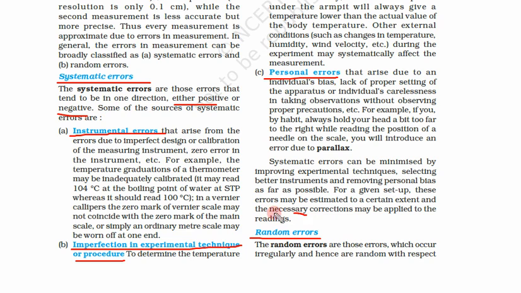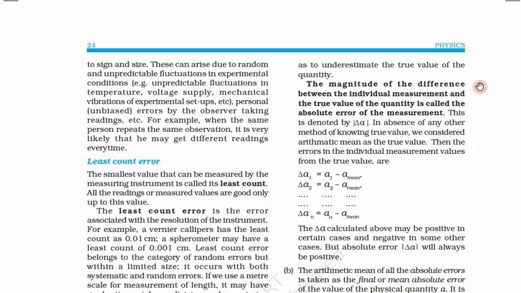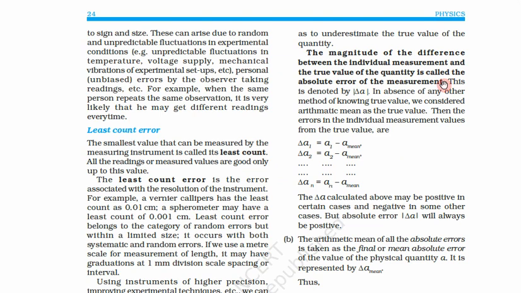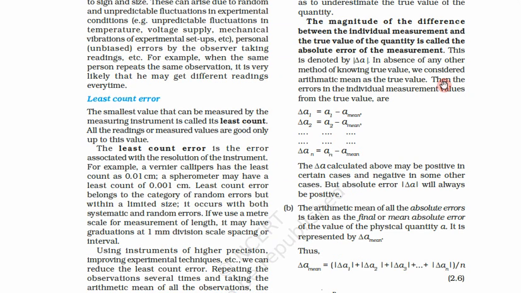Now, what about random errors? These are called random errors because they are random. They can be positive as well as negative. So, sometimes positive, sometimes negative. And how can we remove them? Simply by averaging out.